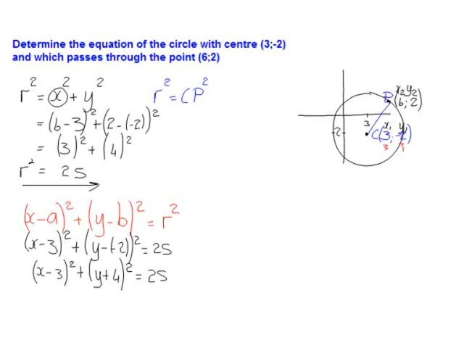Just a correction, I just want to go back: positive 2, my apologies, positive 2 squared is equal to 25. So we have (x minus 3) in brackets squared plus (y plus 2) squared is equal to 25. And there's the equation for the circle.